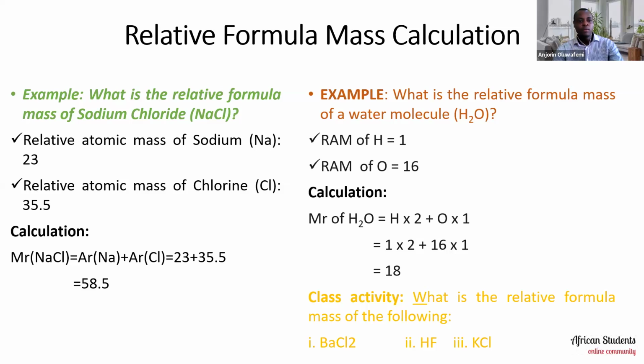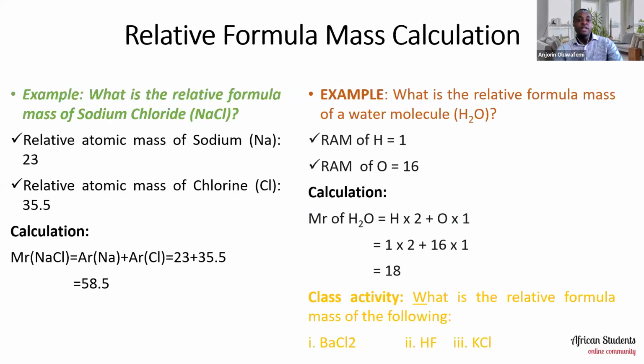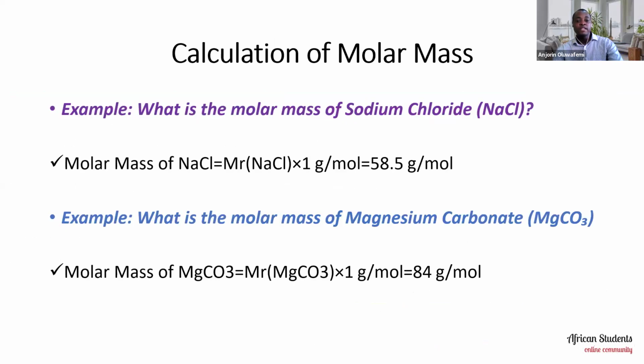So we move along now to the calculation of molar mass. Let's look at the first example. What is the molar mass of sodium chloride? Now, the molar mass of sodium chloride is just bringing together the relative atomic mass of sodium and that of chlorine. When you combine them, you multiply it by 1 gram per mole, and that's the difference now. We've established that the relative formula mass of sodium chloride is 58.5. So for us to get the molar mass, you just multiply that by 1 gram per mole in order for us to bring the units in.